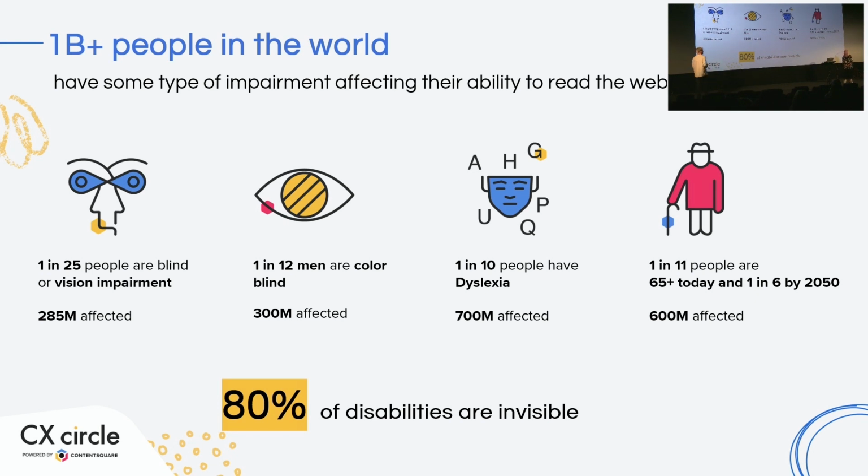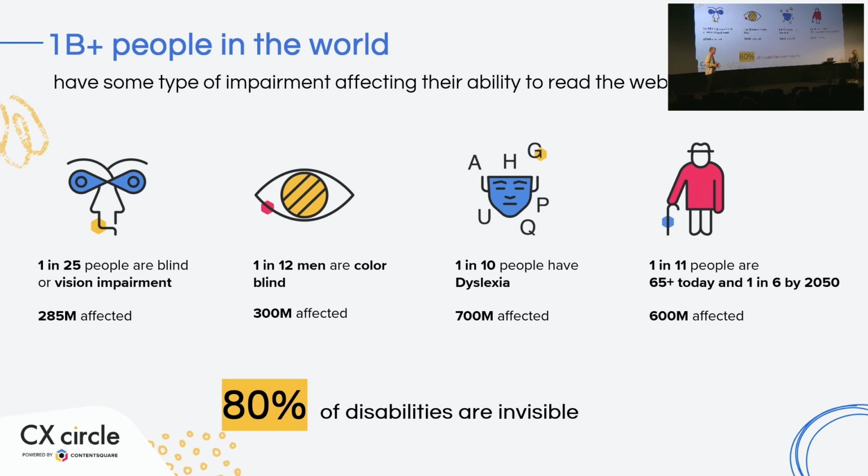1 in 11 people are 65 plus today, and 1 in 6 by 2050. 600 million affected. And just imagine, with the population increasing, all you people in the room, at home, we're going to be around 65 plus in 2050. So this is really something to think about. What is it going to be like for us? What's the state of the web, digital products, all this, going to be like for us in 2050? Maybe it's going to be okay. But for now, not to be too dramatic, it's a very poor situation that we're in. And you'll see that on the next slide.